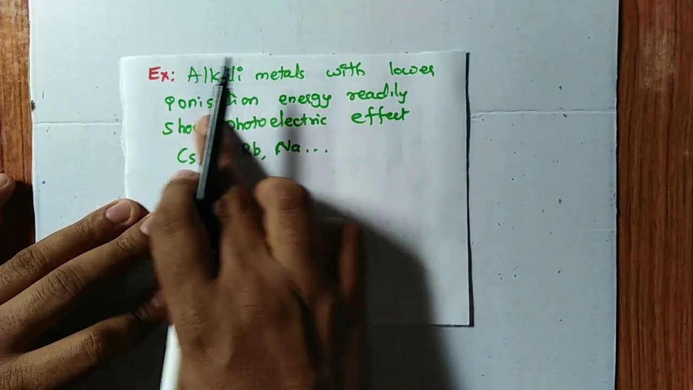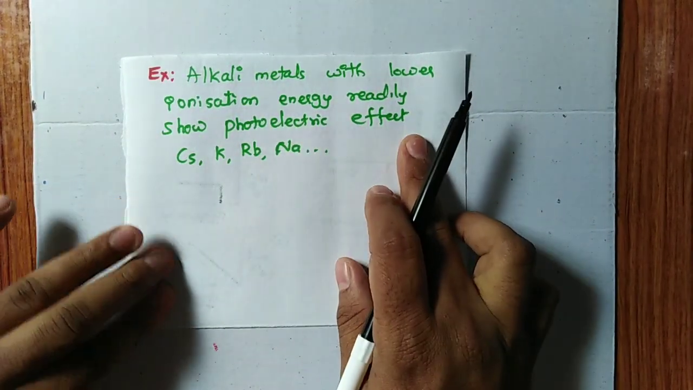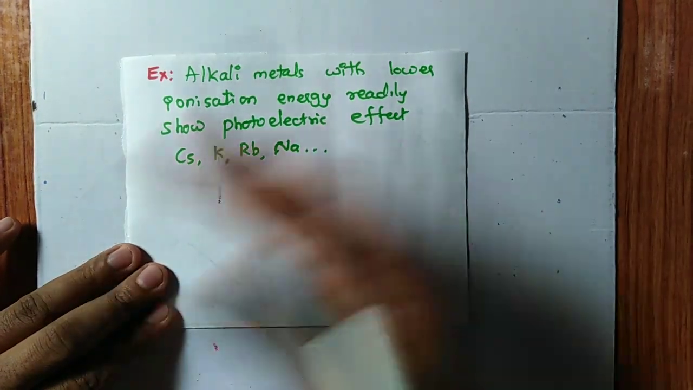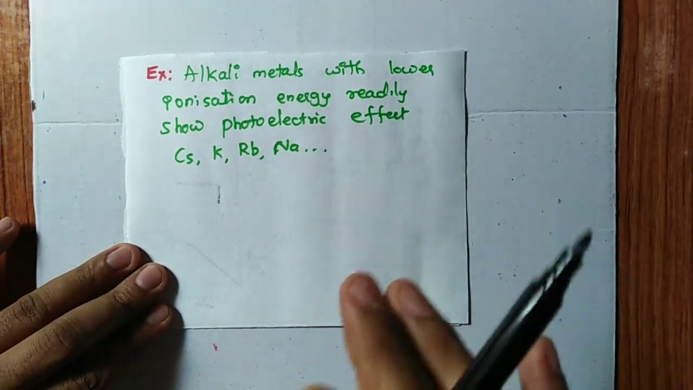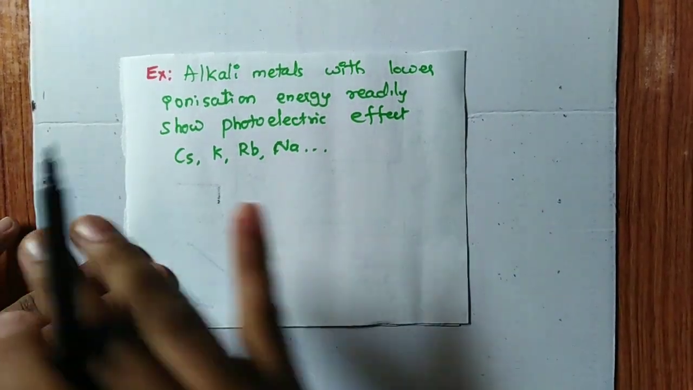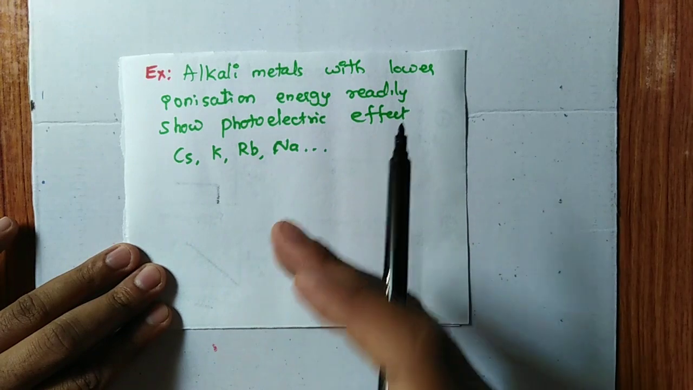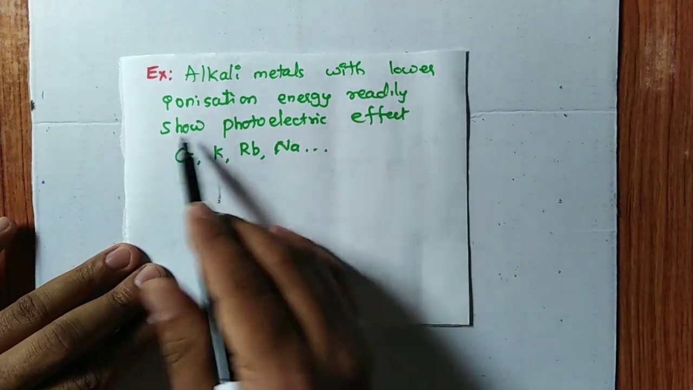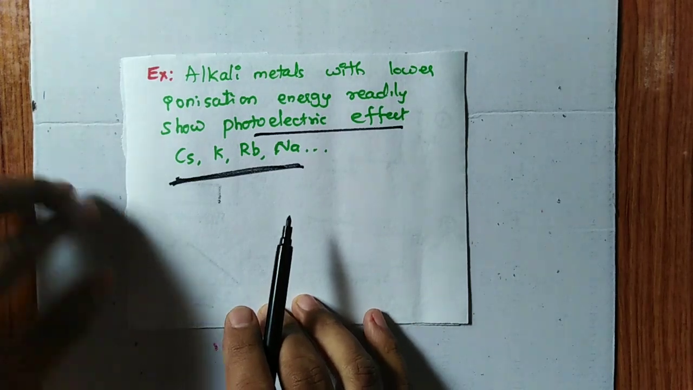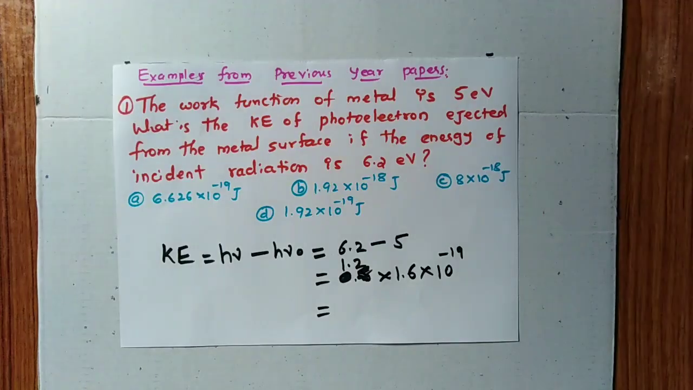Alkali metals with lower ionization energy readily show the photoelectric effect, because photoelectric effect means removal of an electron, ejection of an electron. If the alkali metals' ionization energy is less, then definitely they will show the photoelectric effect. Very good examples are cesium, potassium, rubidium and sodium.